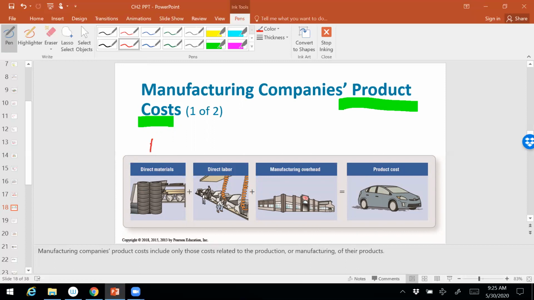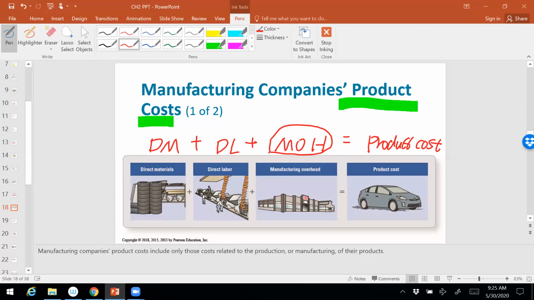I told you they need to have direct material. They need to have all these tires, all these parts. They also need to have direct labor. And then they have one thing called manufacturing overhead. You said, what is this? This is the hard part most students struggle with. We focus on this later. And then that will give you the product cost of this car: direct material, direct labor, and then manufacturing overhead. You definitely have to know those three parts.